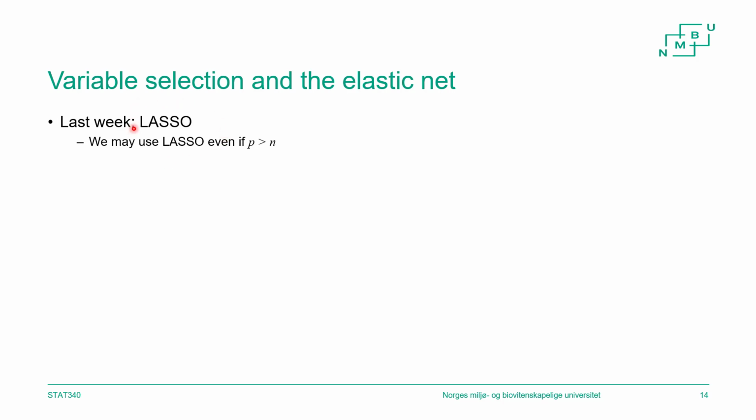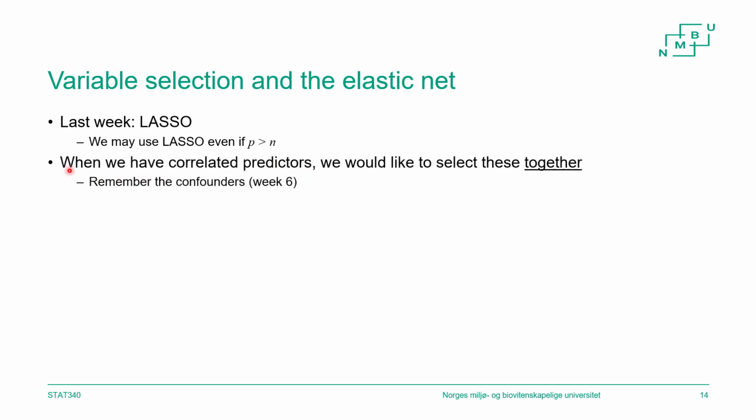And last week we saw this lasso method, where we used that for variable selection. We may use lasso even if p is larger than n. Technically it will work, you could say, but it turns out it's not the perfect method, because if we have correlated predictors, and that is the problem, right? When we have a situation like this, we would actually like to select these together.